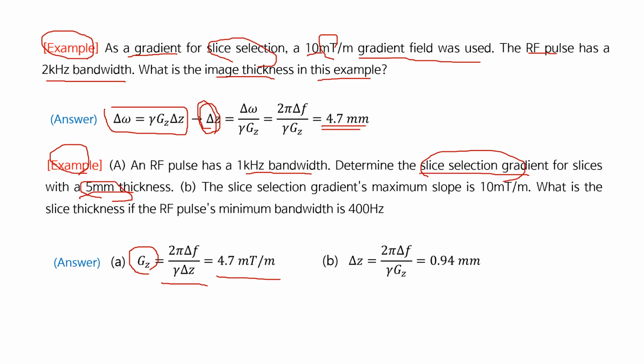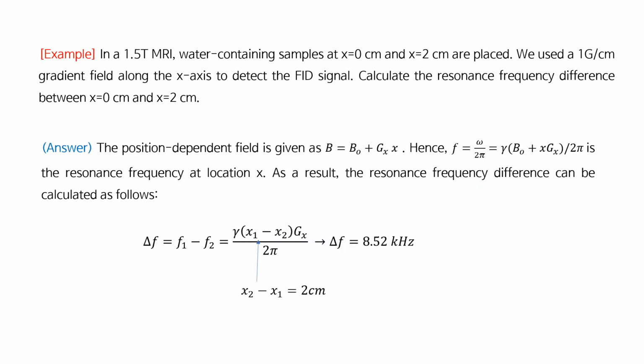The slice selection gradient's maximum slope is 10 millitesla per meter. What is the slice thickness if the RF pulse's minimum bandwidth is 400 Hz? So the maximum slope for slice selection is given, and the minimum bandwidth is given. So we can get the slice thickness, this value. I want to omit this. Okay, let's just do the next example.